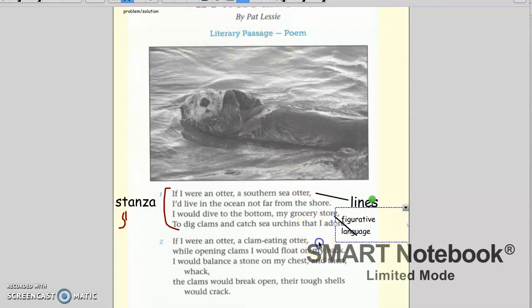Okay, let's keep reading. If I were an otter, a clam-eating otter, while opening clams, I would float on my back. I would balance a stone on my chest, and then whack. The clams would break open. Their tough shells would crack. So I'm noticing that the speaker is describing how the otter is eating in this stanza.